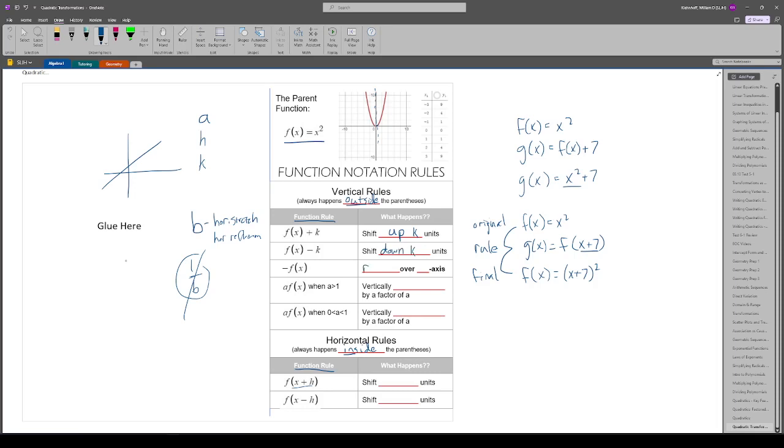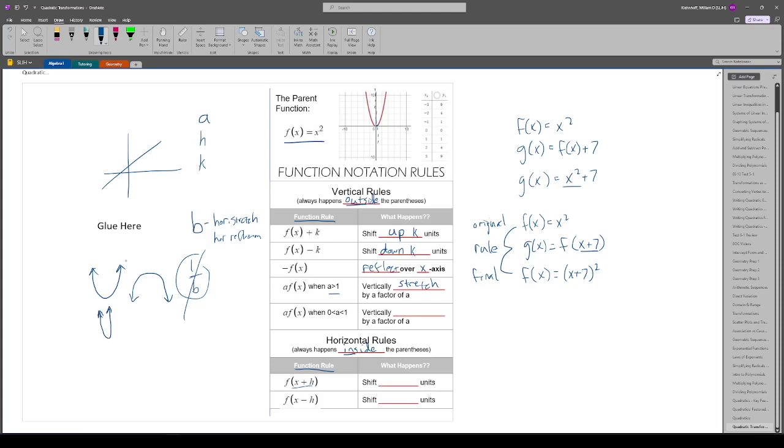Negative f of x is a reflection, so that is a reflect over the x-axis. So vertical reflection, which is going to turn, and we've already seen this, right, is that this is a normal parabola, but we can flip it upside down so that it has a maximum if we put a negative in front of our a value. A times f of x, so this is what causes a vertical stretch. So this is vertical stretch by a factor of a. And then if a is greater than 1, so that's going to turn this parent function into something steeper.